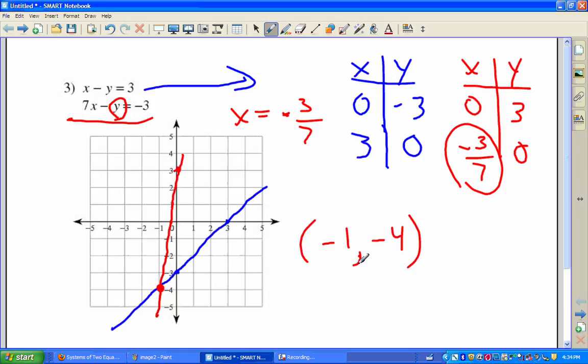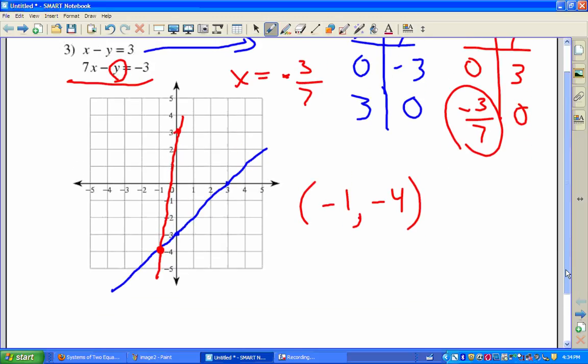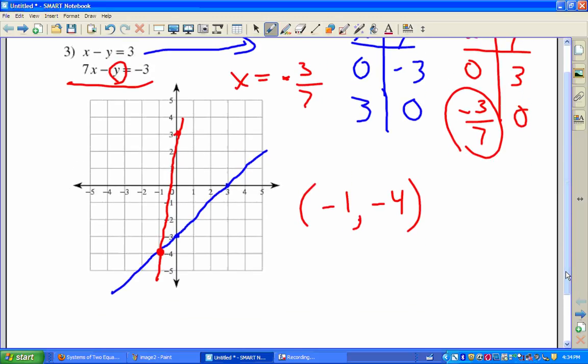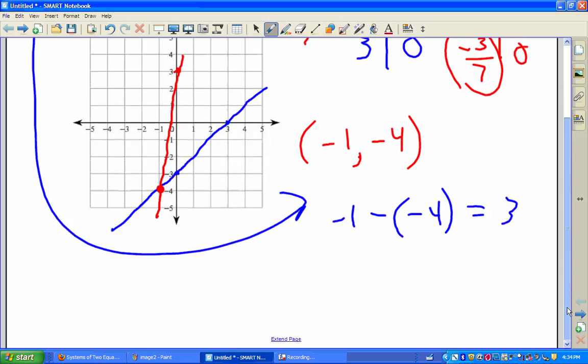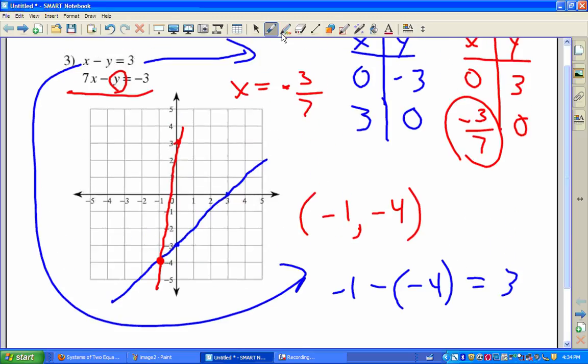Okay, so let's test that theory real quick here. Let's not forget, we can test this blue one here real quick. If I take the blue equation down here and plug it in, -1 for x, minus a -4 for y. Yep, -1 plus 4, because this makes it a plus, equals 3. It works.